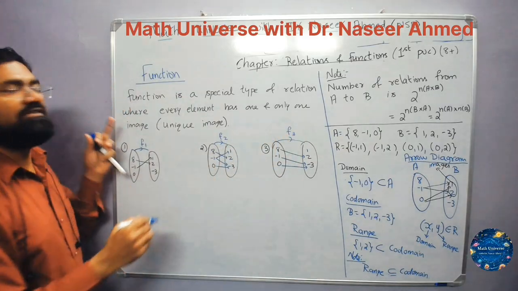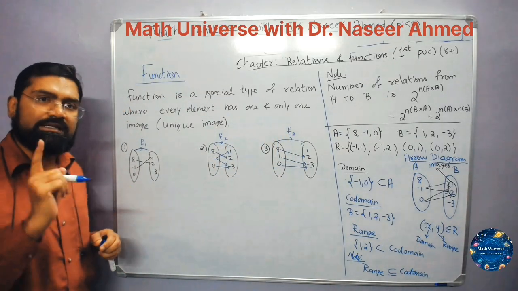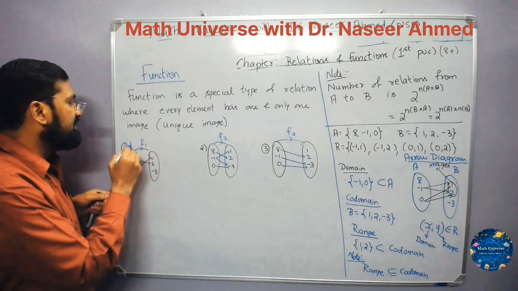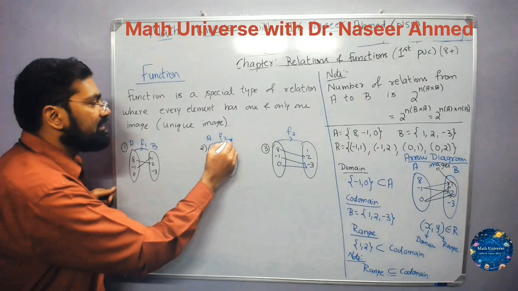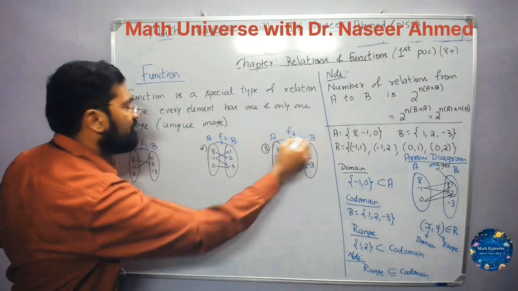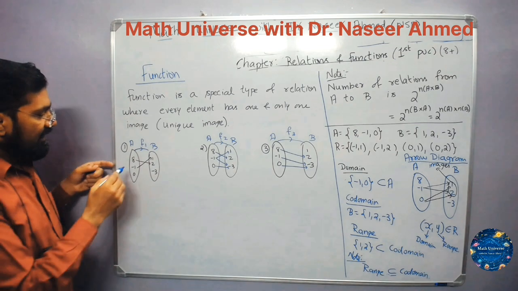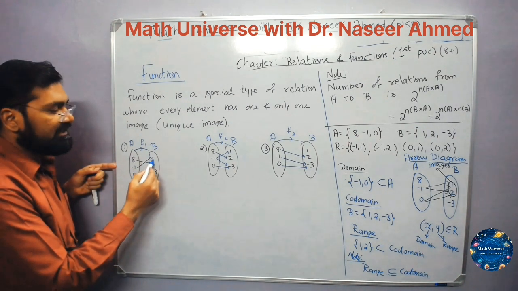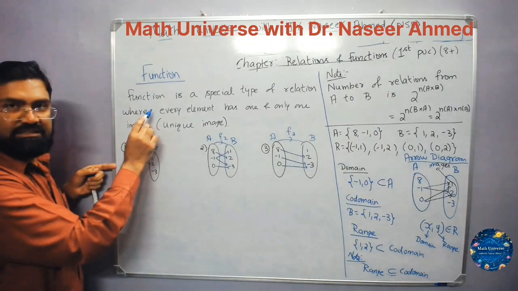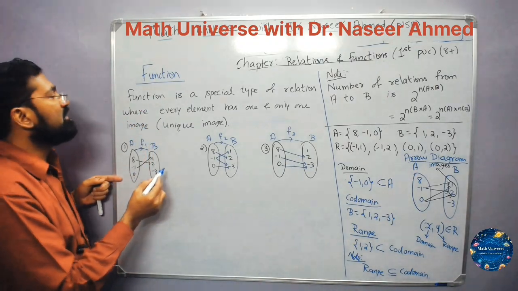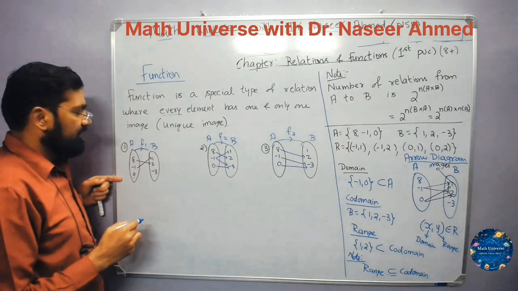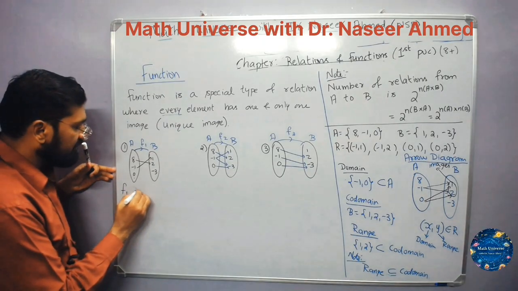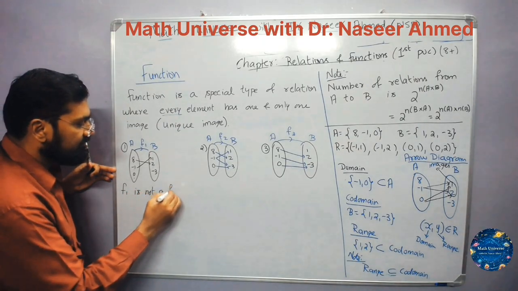Now the definition says every element should have only one image. Check. Every element, it means not even a single element from the first set should be missed. So this is set A, set B. See carefully for the first one, F1. 8 has only one image, that is 2. -1 has only one image, that is 1. So both are satisfying the condition. But 0 doesn't have any image. I have used one word here: every element. So F1 is not a function.